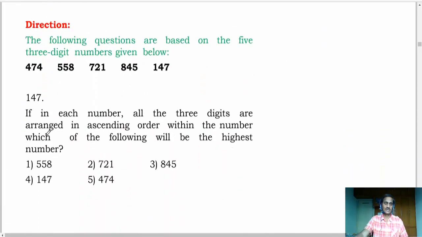Then 147. Now in this 147, tell me what is the answer here? In each number, all the 3 digits are arranged in ascending order within the number. All the digits are arranged in the ascending order within the number. And now what happens? 447, 558 and 127 and so on. Then which of the following will be the highest number, it asks.